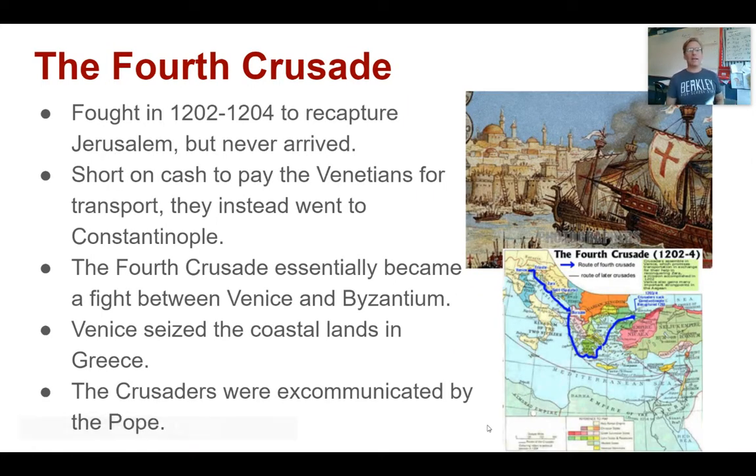So the Fourth Crusade comes around. This one is messed up. The Fourth Crusade, 1202 to 1204, was supposed to capture Jerusalem. This was what it was called for. The Pope called out, hey, we're doing another crusade. Hey, come help us capture Jerusalem.